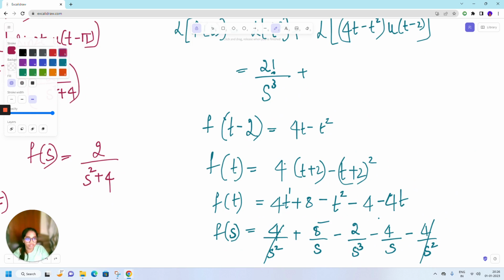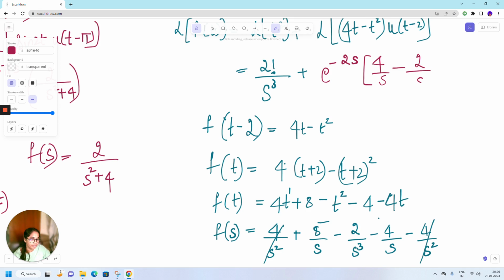What was the formula for Laplace of f of t minus a into u of t minus a? That is e to the power minus as, that is minus 2s into f of s. What did we get f of s as? 4 divided by s minus 2 divided by s cube. So yes, this is our final answer. That is the Laplace transform of f of t using the Heaviside function.